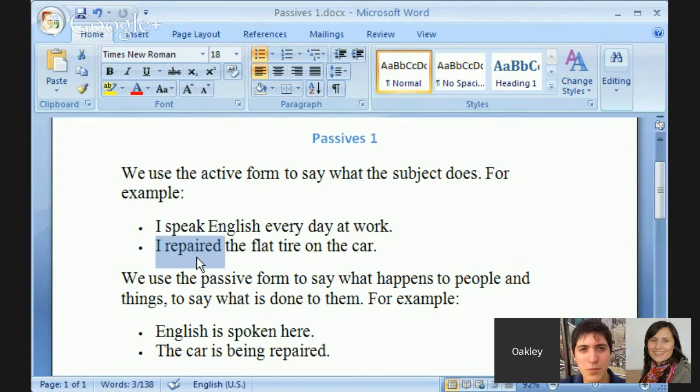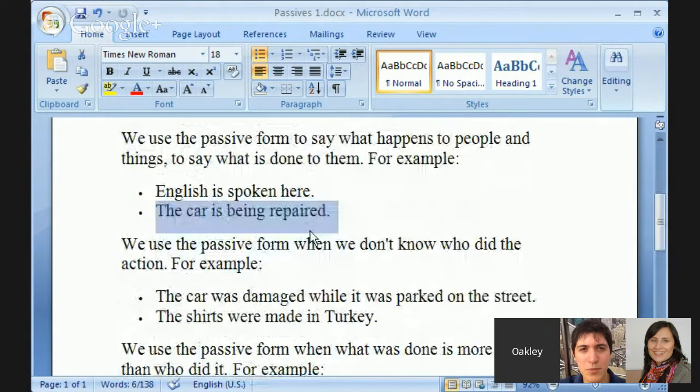Okay. We use passive to say what happens to people and things, to say what is done to them. Basically, your object noun now functions as the subject. So, English is spoken here. Okay, the action happens to the subject. All right, and we really don't need an object. So the car is being repaired. All right, the action is happening to the car. Basically, that's it. We use the passive to show that the action is happening to the subject.